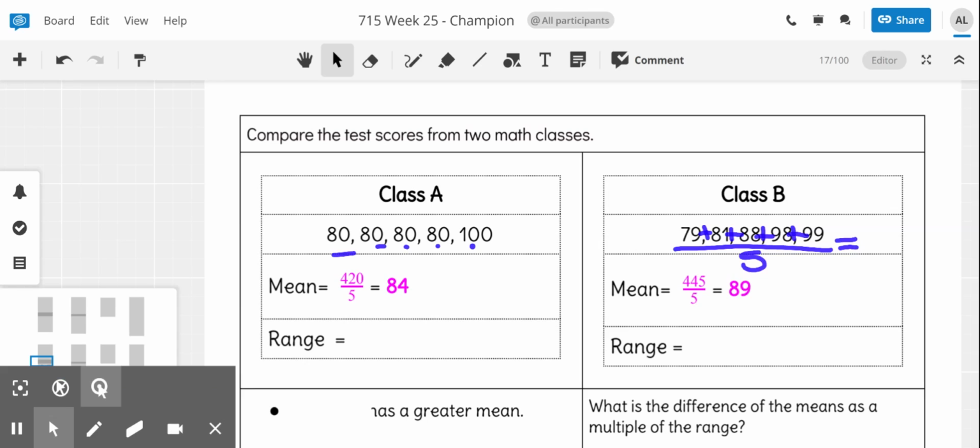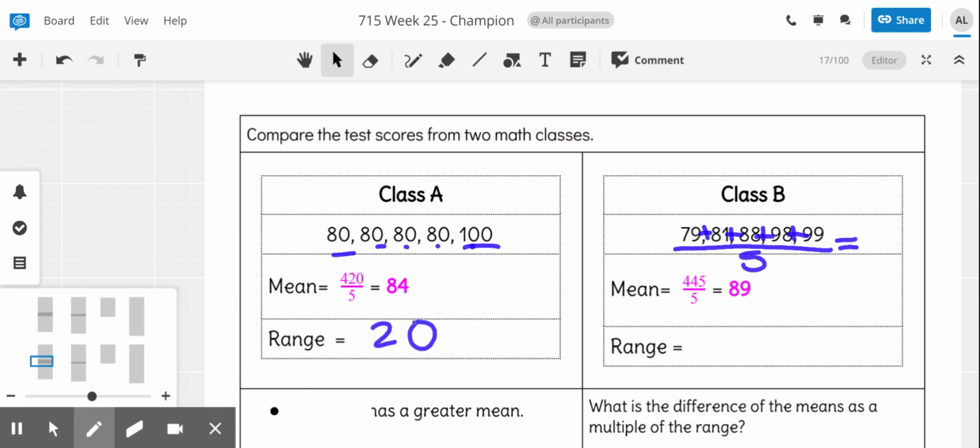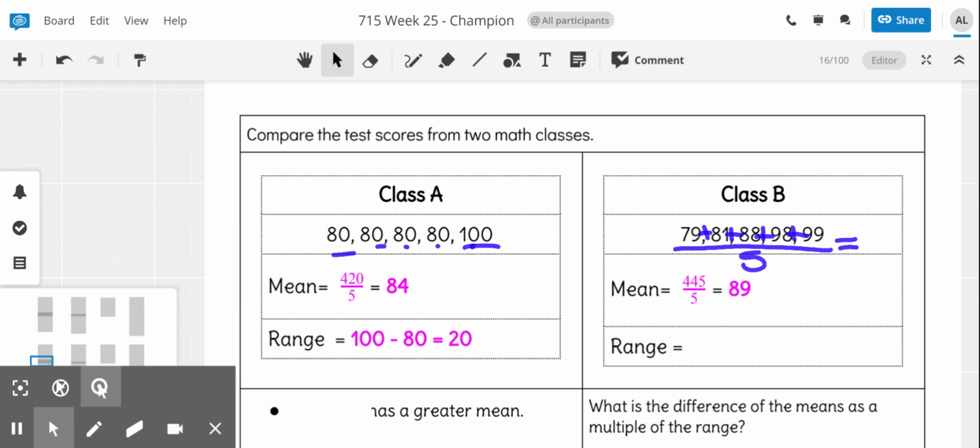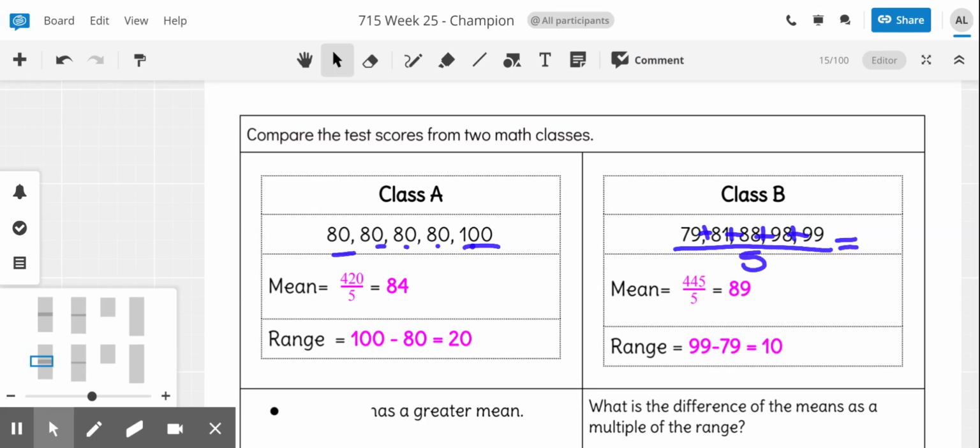So now let's take a look at the ranges of the two data sets. For Class A, my highest score is 100 and my lowest score is 80, so my range is going to be 20. For Class B, my highest score is 99 and my lowest score is 89, and my range is going to be 10. Let's talk about why this is significant.